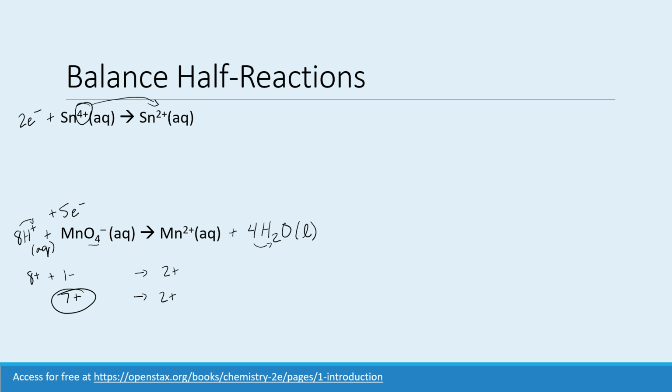Okay, and we can rewrite this reaction out just to clean it up. We've got 8 hydrogen ions in the aqueous phase plus 5 electrons, and our permanganate ion, MnO4 negative, and that yields the manganese ion plus 4 water molecules. And the manganese ion was also in the aqueous phase. Anytime you have a charge, that will be aqueous.